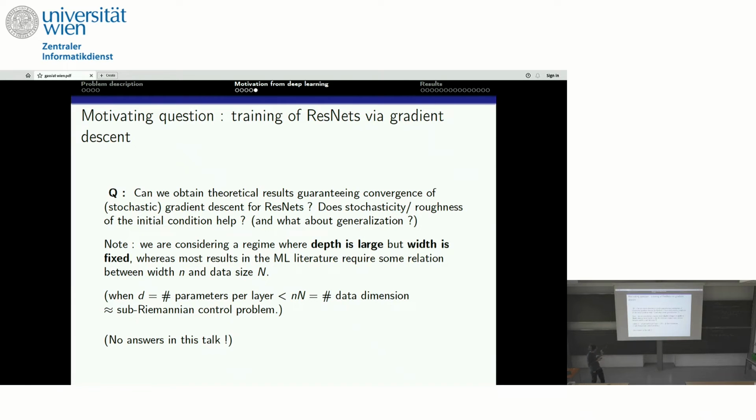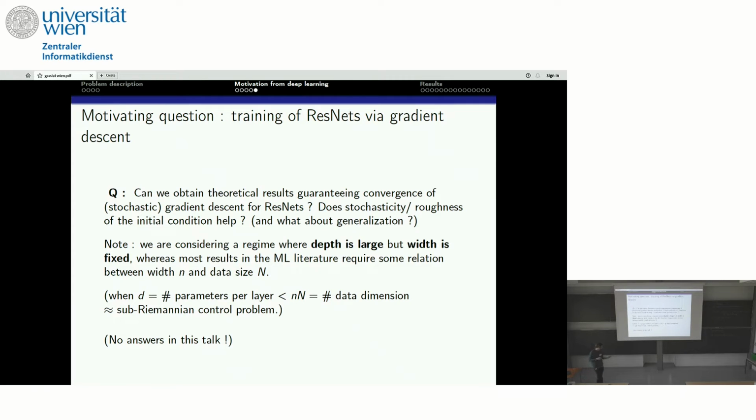And I just want to mention that there are a number of papers in the machine learning literature that concern this question of convergence of gradient descent. But in most of these papers, I would say all that I've seen, but maybe I've missed some, typically they require some condition on the width of the neural network. Basically they say that the more data you have, the wider your neural network should be, and the width is somehow the dimension in which you move, or it's also related to the number of parameters per layer that you have.